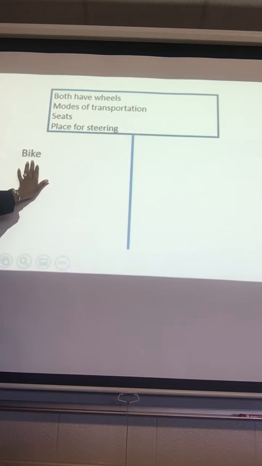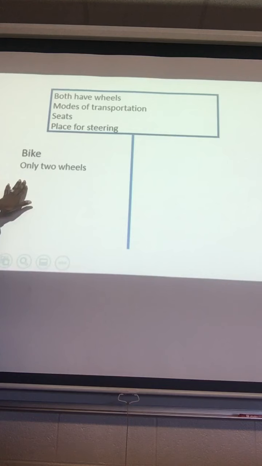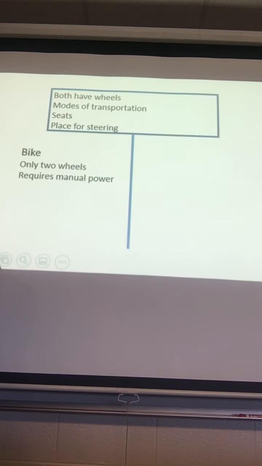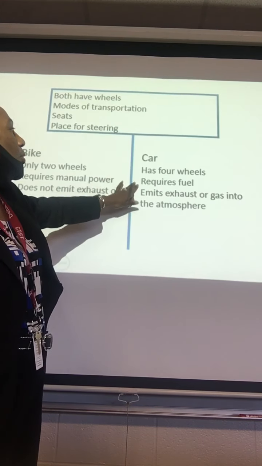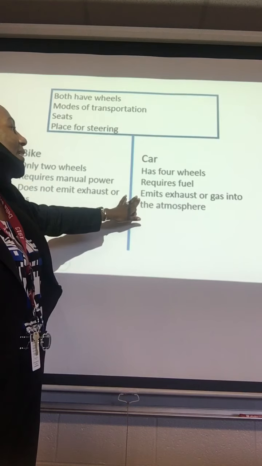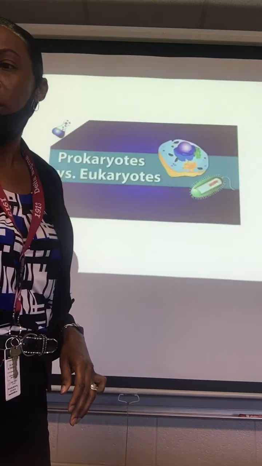Here you have a bike on this side. So on this side, you're simply going to write everything that the bike has that's relevant to the bike, but not to the car. So you can see that I've written that it only has two wheels, it requires manual power, and it does not emit exhaust or any gas. The car has four wheels, requires fuel, and it does emit exhaust or gas into the atmosphere. So different things that I want you to consider.